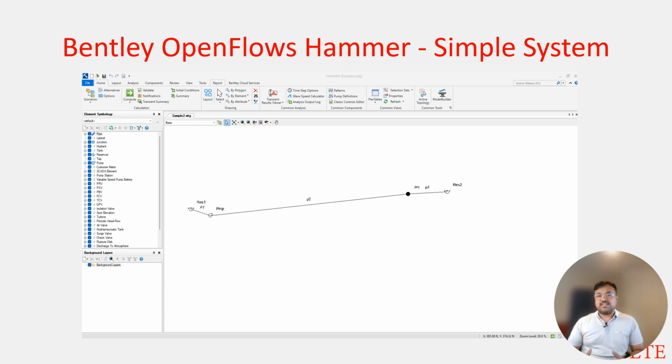When we simulate this system in Bentley OpenFlows Hammer, we can observe the effects of different operational scenarios such as sudden pump shutdown or rapid valve closure. Bentley Hammer allows us to see how pressure and flow rates change through the system, and it provides us with data that we can use to make informed design decisions.